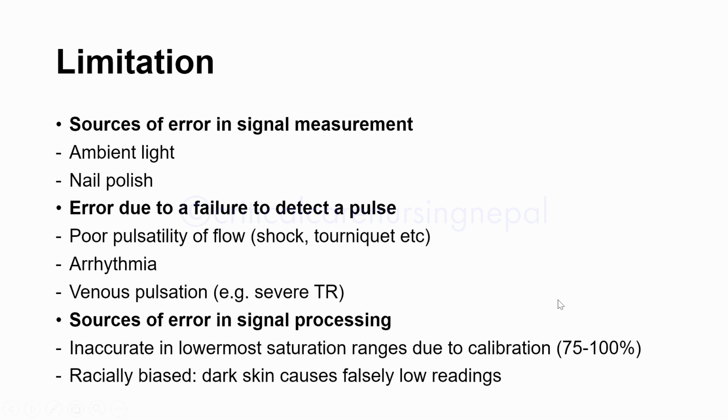So don't make treatment decisions if you see very low saturations. The decision of treatment should be based on the patient's clinical scenario. Another is racial bias in dark skin, and there has been a landmark paper in NEJM. It showed that Black patients had occult hypoxemia nearly 3 times as often as white patients. The device overestimates true saturation.